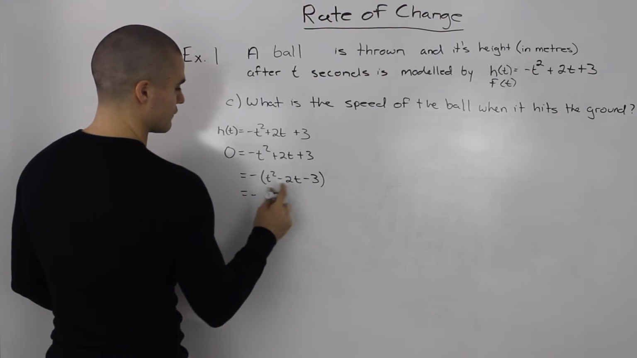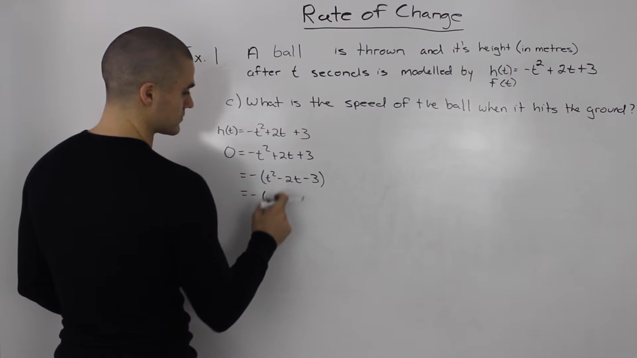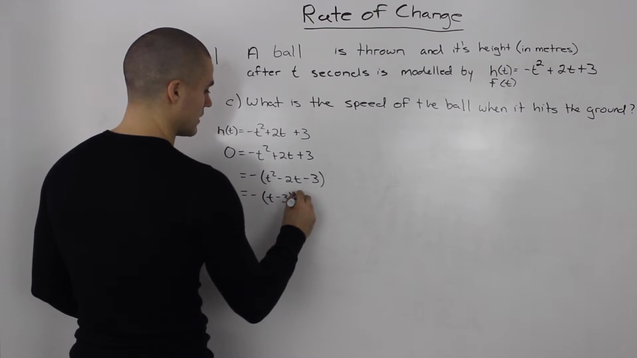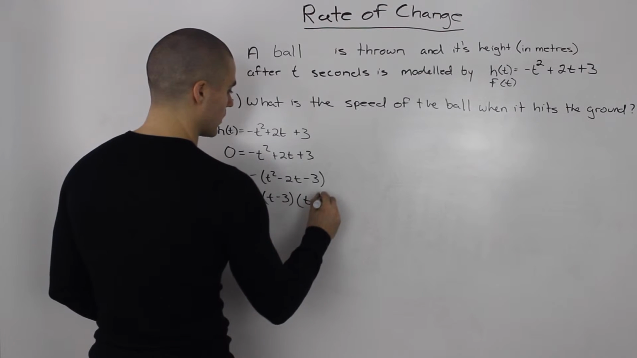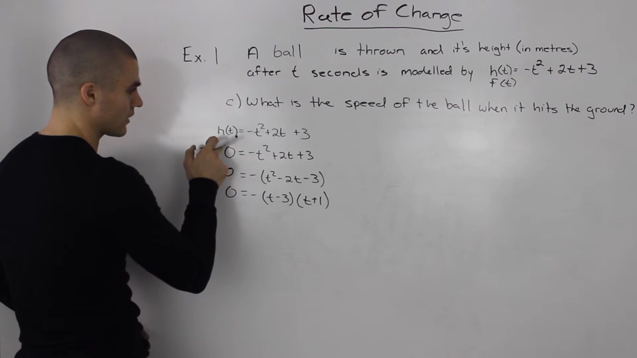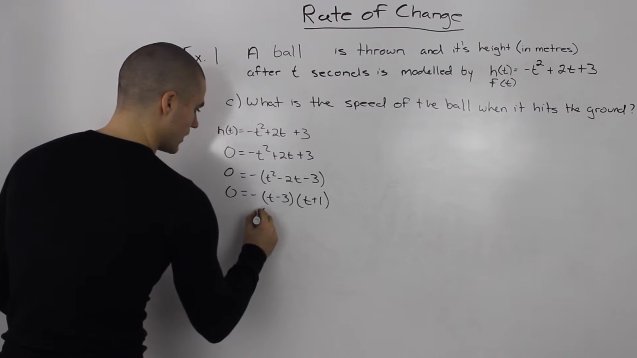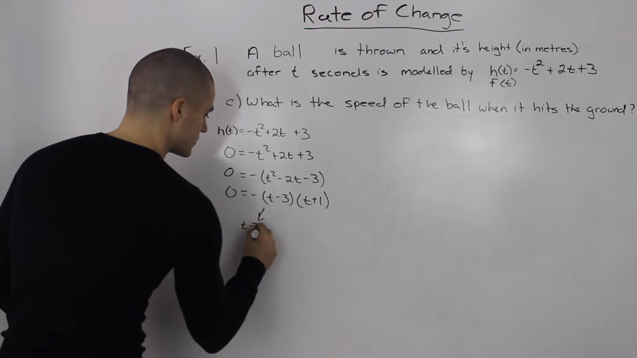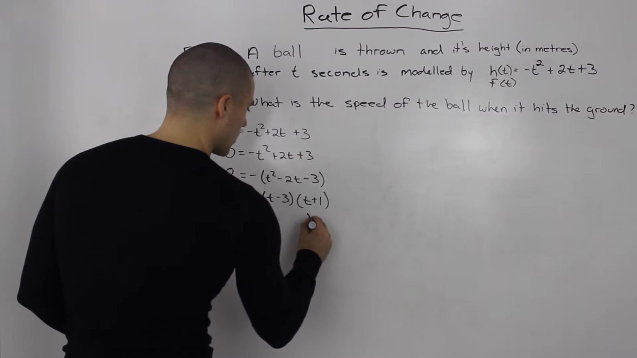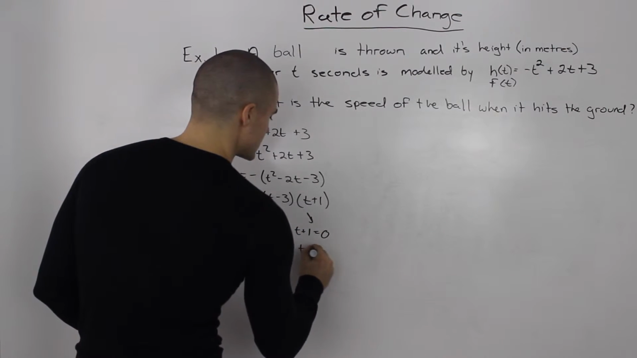And then this I could factor: what two numbers multiply to negative 3 and add up to negative 2? Well, that will just be (t minus 3)(t plus 1), and that's still equaling 0. We're trying to find the time when the height is 0. So it could either be t minus 3 equals 0, so t is 3, or t plus 1 equals 0, so t is negative 1.